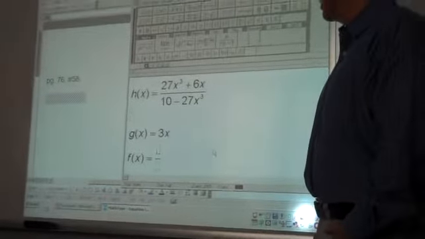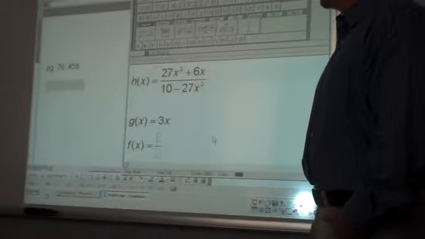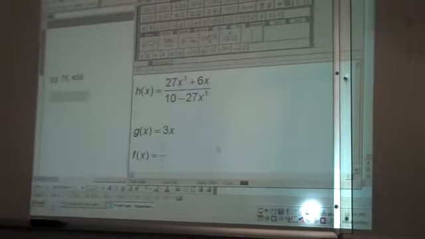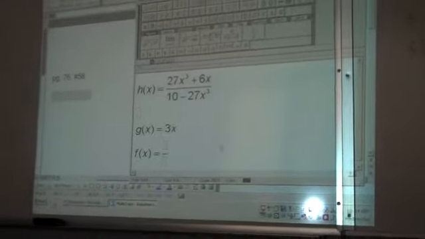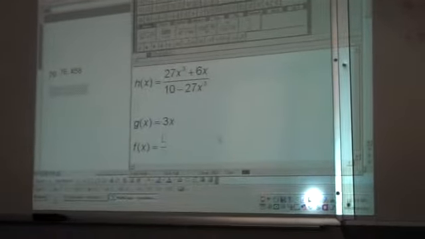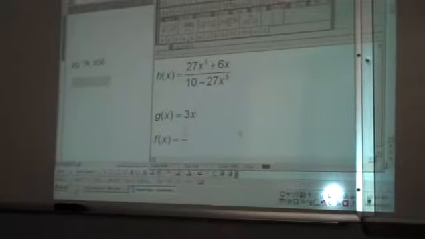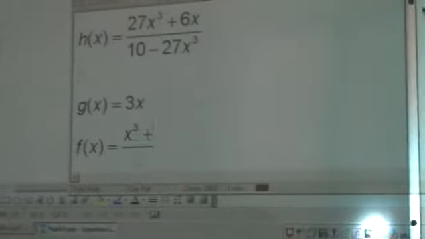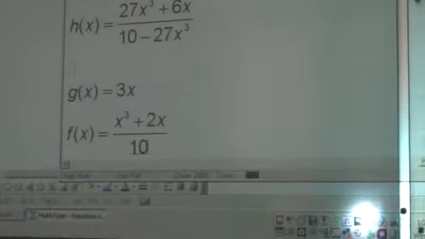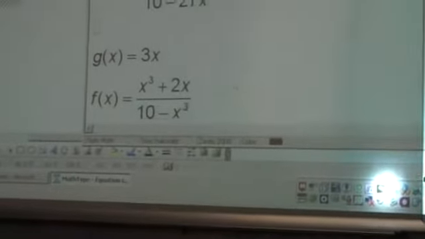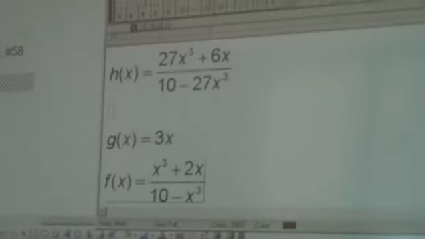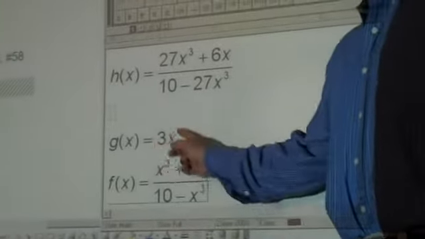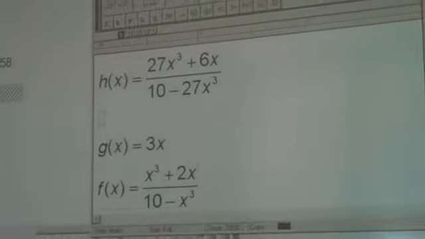9x cubed plus 2x over... Almost. Because the 3 is included here, 9x squared plus 2. No, that's still like multiplication. What this is, guys, is substitution. Oh, just 9x. No, it's actually just x cubed. This is probably the hardest one. And then 10 minus x cubed. You shouldn't be thinking multiplication, or division.